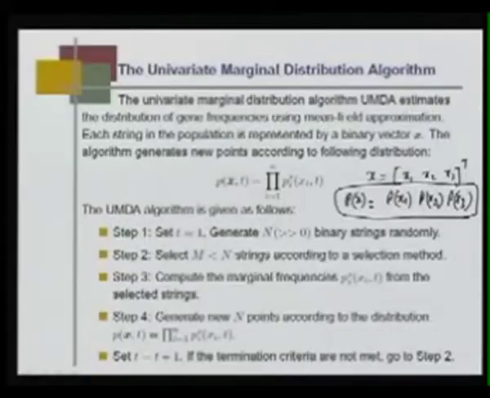Step 1: set t equal to 1 and generate n binary strings randomly, and these binary strings represent certain parameters. Step 2: select m less than n strings according to a selection method, normally the proportional method. Step 3: compute the marginal frequencies for each bit from the selected strings. Step 4: generate new n points according to this distribution which you have derived, and set t equal to t plus 1. If the termination criteria are not met, go to step 2.